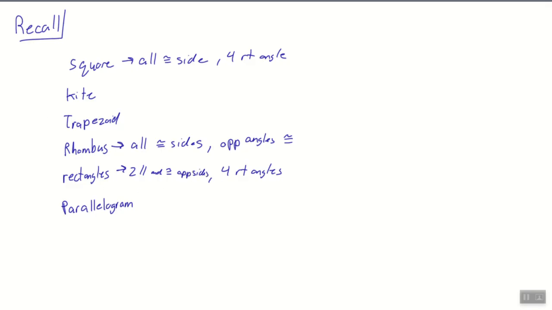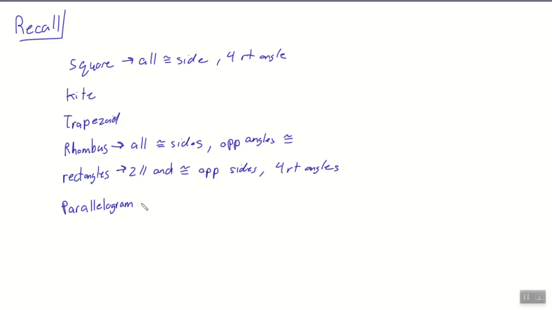I'm writing this so small because I'm trying to fit in. So I have 2 parallel and congruent opposite sides and 4 right angles.